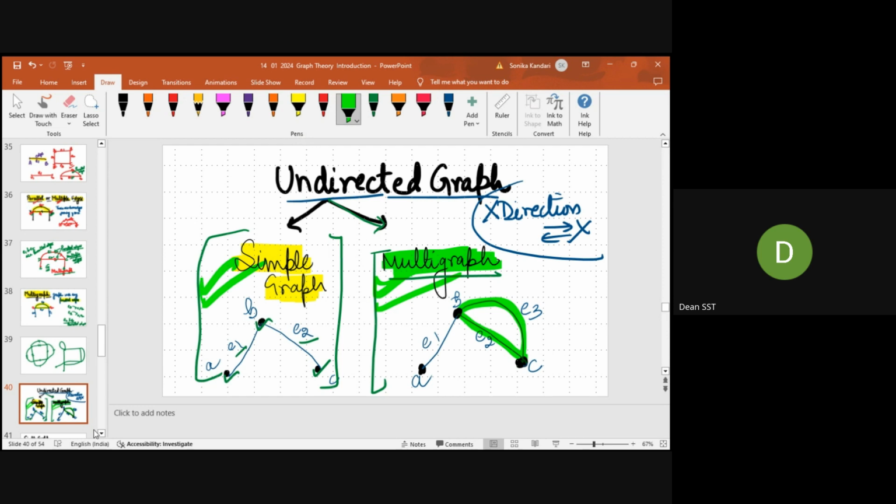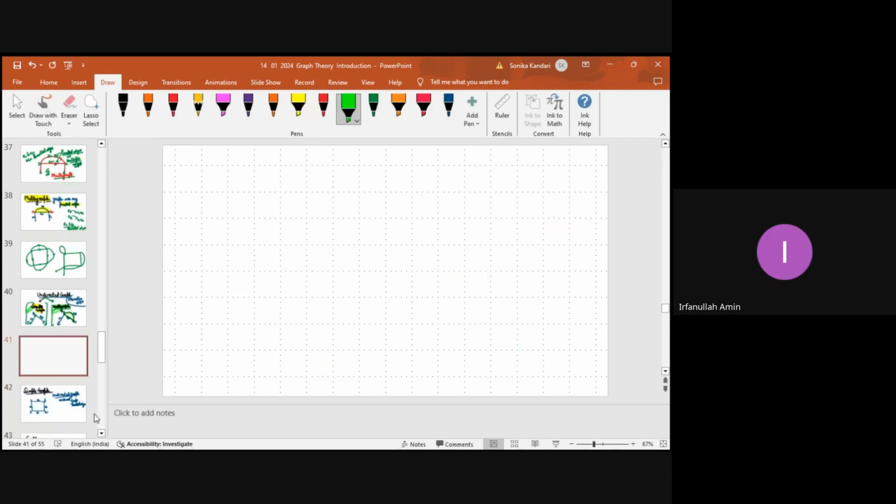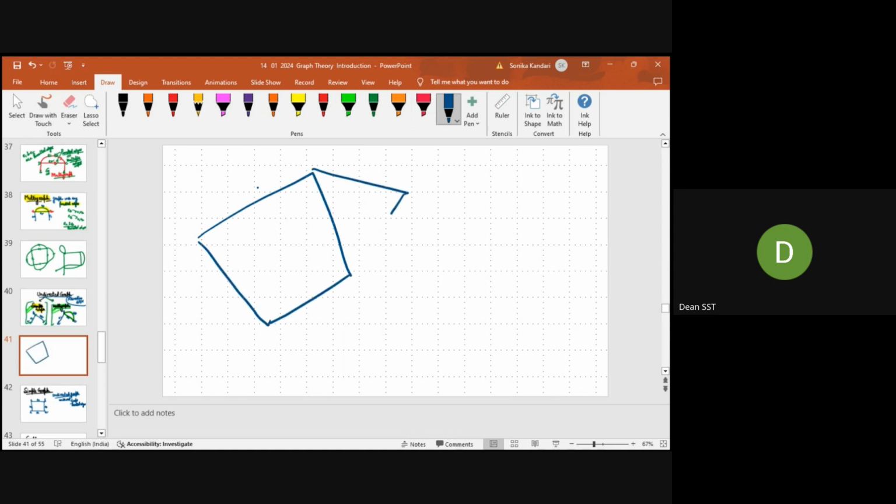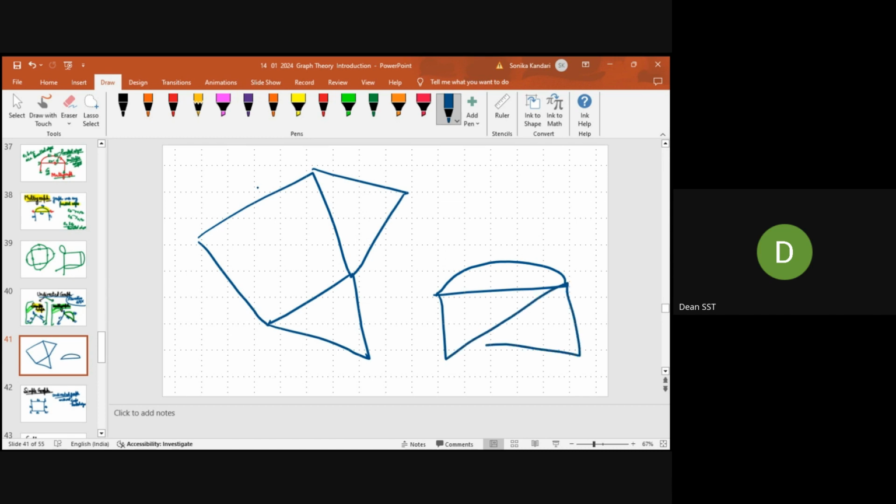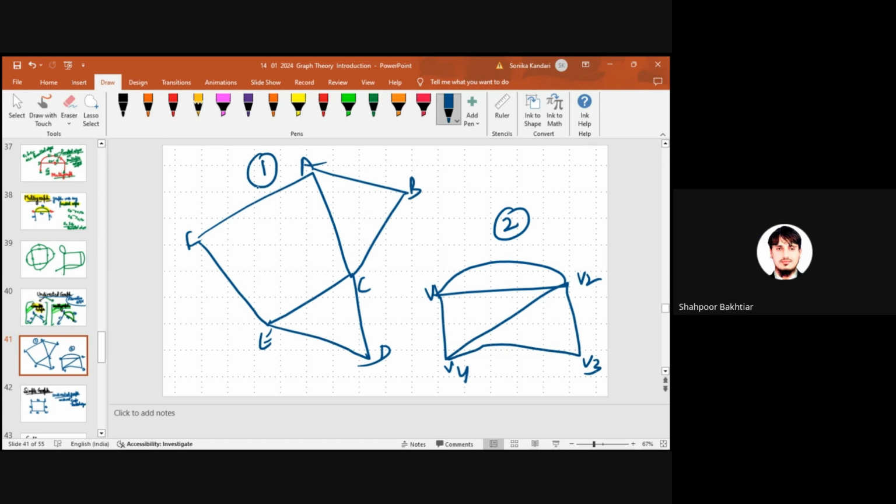Is it clear? Yes, ma'am. Okay. Suppose I'm drawing like this: A, B, C, D, E, F. And here V1, V2, V3, V4. This is 1 and this is 2. Which one is a simple graph or a multi-graph? 1 is a simple graph. And the second one is a multi-graph.